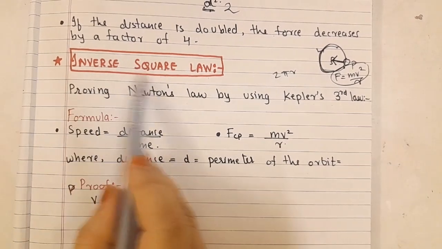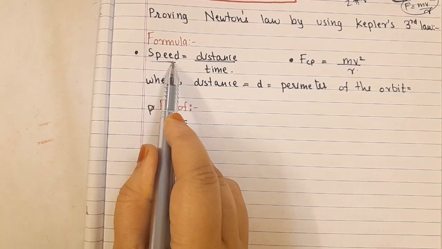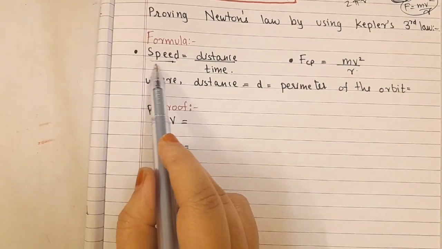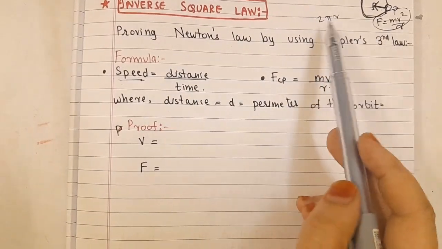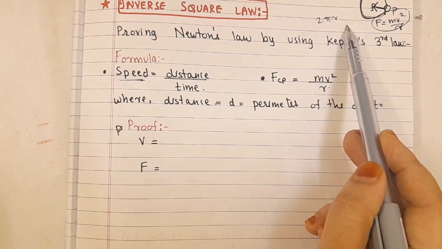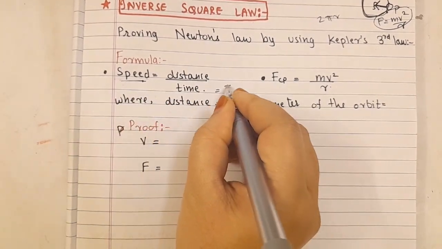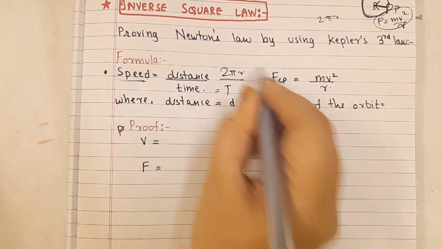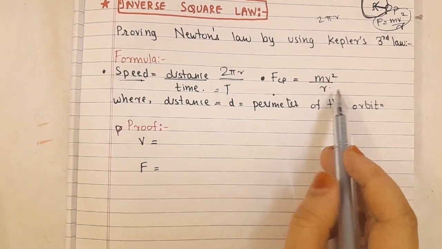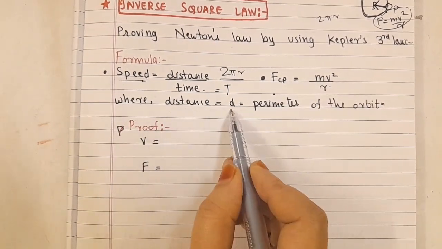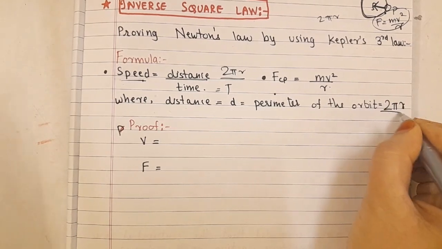Now let's prove this law, inverse square law. Now, the speed of a planet of revolution. The speed of a planet is equal to distance upon time. I have told you the distance covered by the planet is the circumference of the circle or orbit, which is 2 pi r. And the centripetal force acting on a planet towards the sun is mv square upon r. Here the distance d is equal to the perimeter of the orbit, which is 2 pi r.